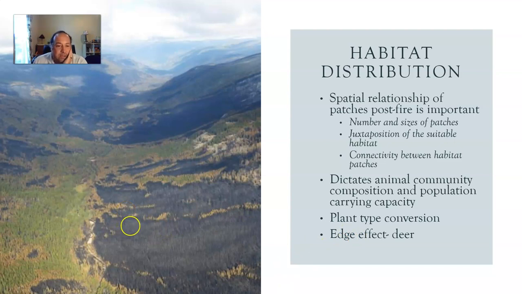of spatial relationships. So in terms of the number of patches and the size of patches, you can see there's a lot of burn happening here. And you can see there's some patches here which I would say are probably drainages that have water, and that's why those areas didn't burn as opposed to the other areas. So in terms of number and sizes of patches, we've got a lot of different patches going on in this area.